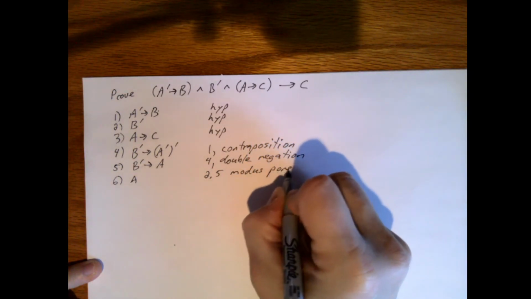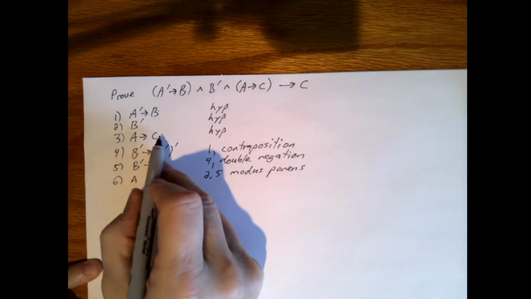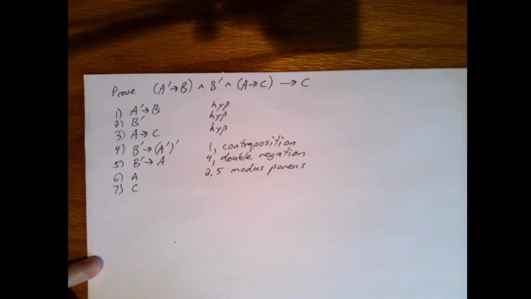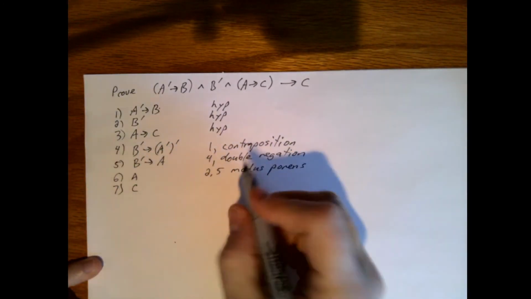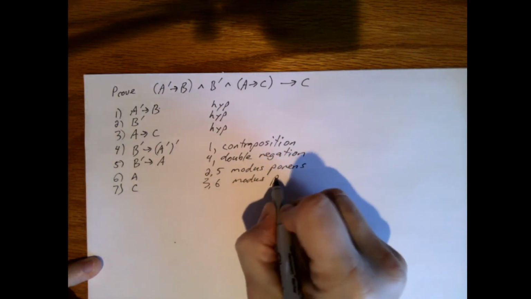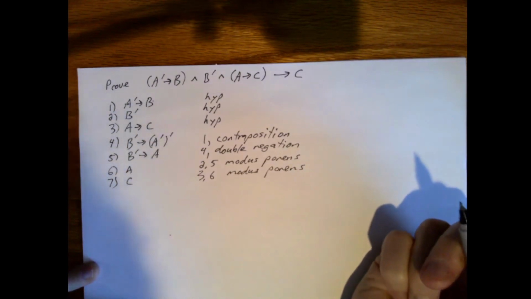Modus ponens. And now I can take A and A implies C and use modus ponens and get C. All right? So that was 3 and 6, modus ponens. Okay? Is that the only way to do it?